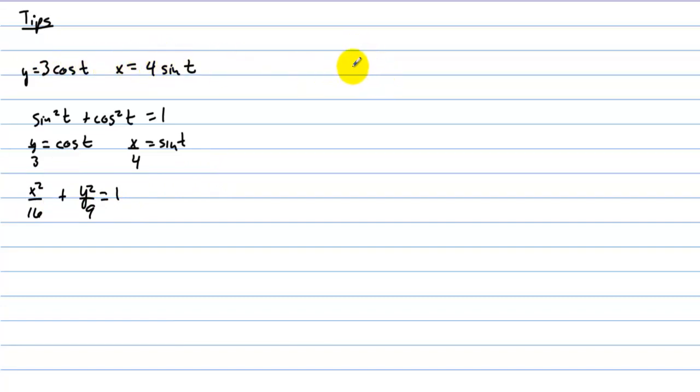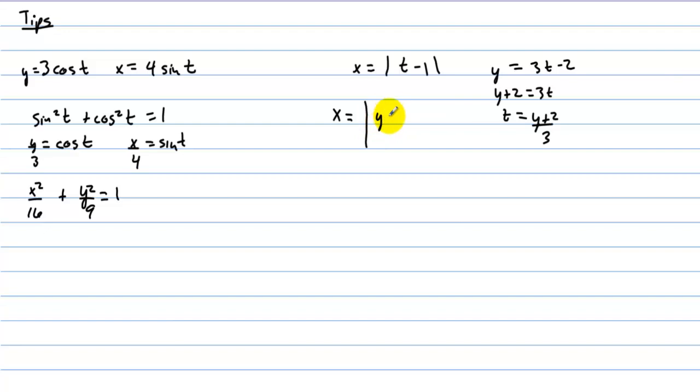We also have x equals the absolute value of t minus 1, and y is equal to 3t minus 2. Now it's okay to have an equation say x equals rather than y equals. So in this case, we would have y plus 2 is equal to 3t, and then t is equal to y plus 2 over 3. So to find the rectangular version, we can have x equals instead of y equals. So now in this case, x is equal to y plus 2 over 3 minus 1.